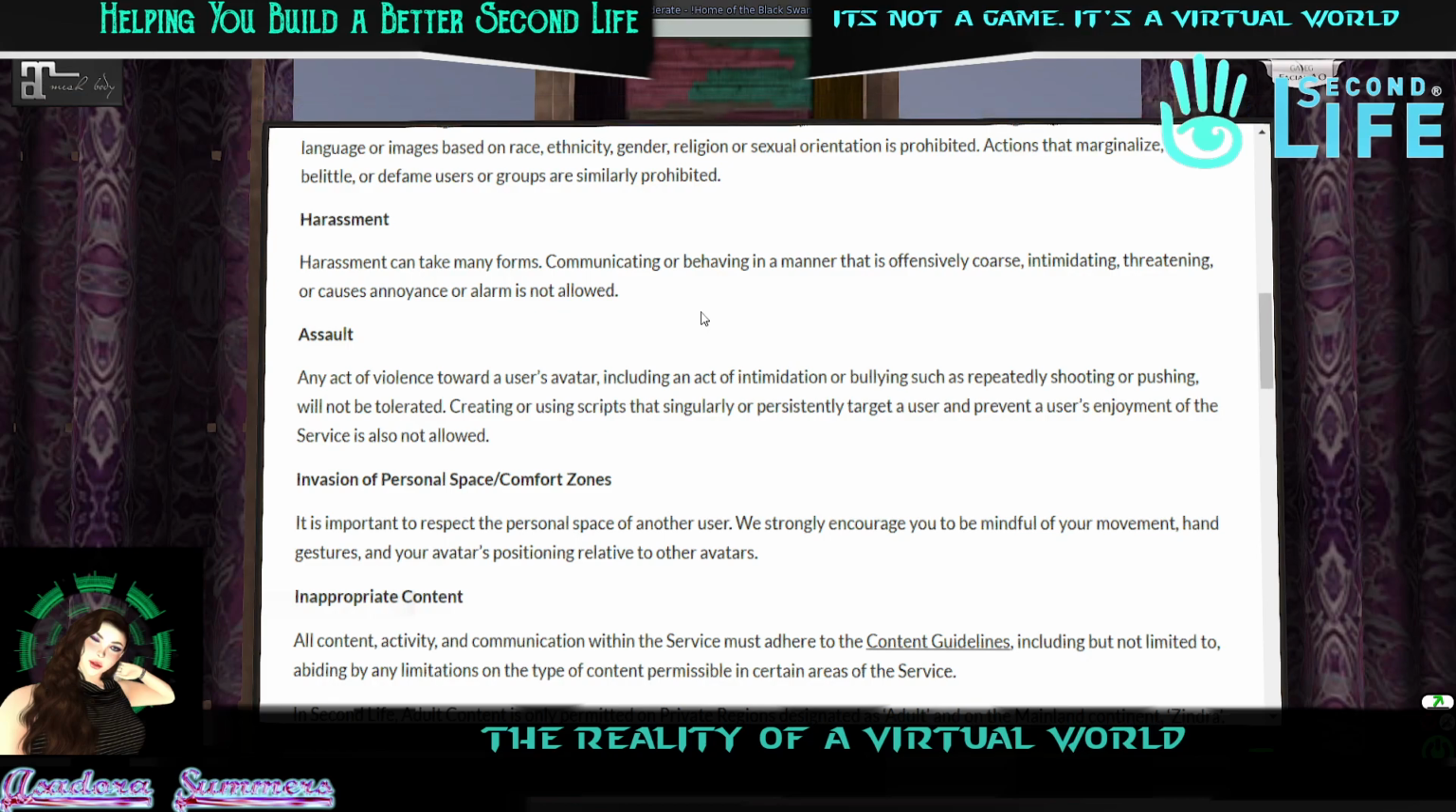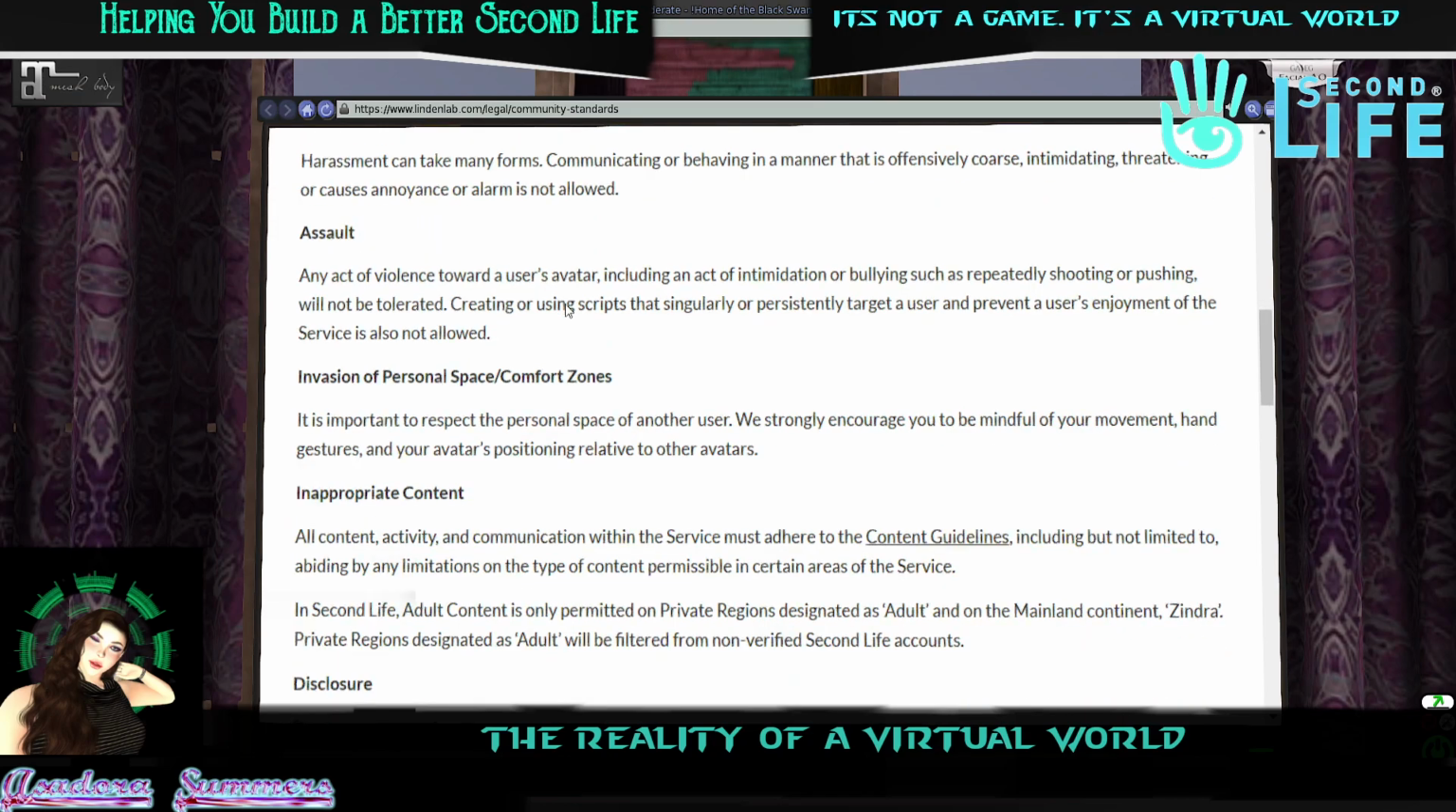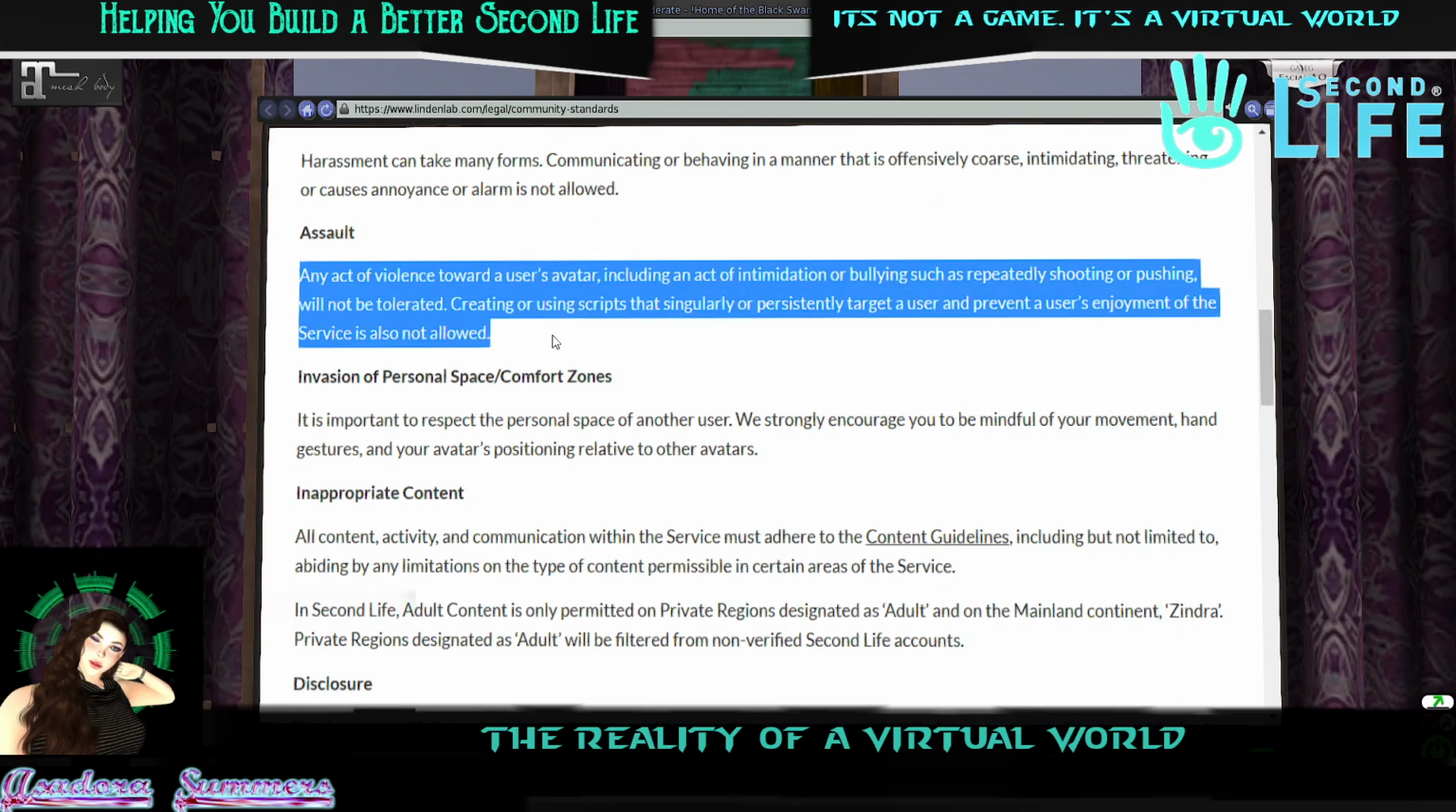You know, moving on. Assault. Any act of violence toward a user's avatar, including an act of intimidation or bullying, such as repeatedly shooting or pushing, will not be tolerated. Creating or using scripts that singularly or persistently target a user and prevent a user's enjoyment of the service is also not allowed.